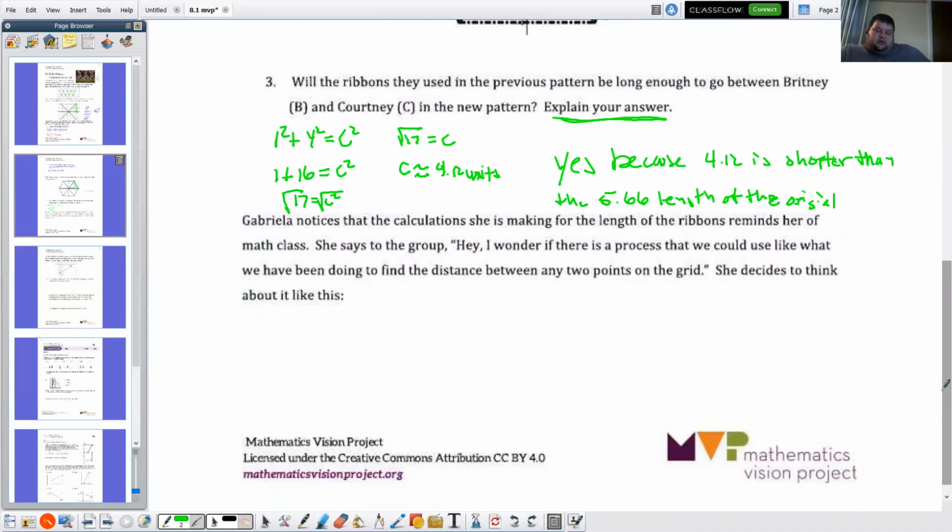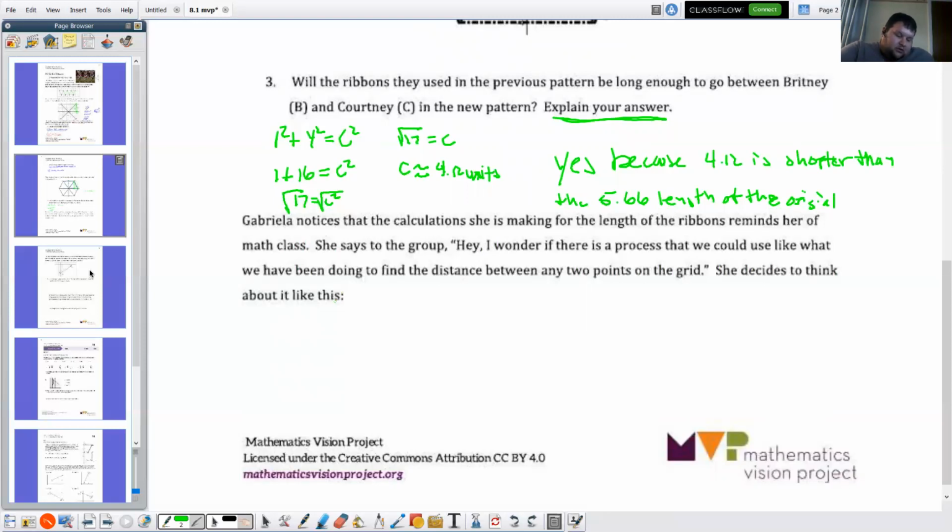So Gabriella notices the calculations she made for the length of the ribbon remind her of math class. She says to her group, hey, I wonder if there's a process that we could use what we have been doing to find the distance between any 2 points on the grid. She decides to think about it like this.